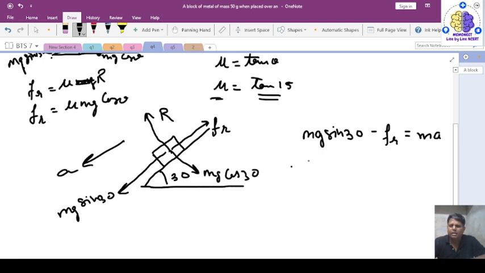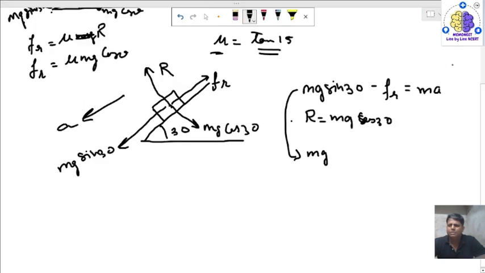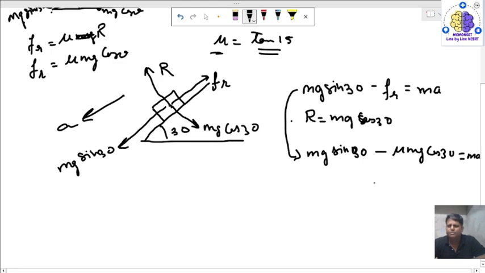And R is equal to mg cos 30. So from the first equation we can write mg sin 30 minus mu mg cos 30 is equal to m into a, right?